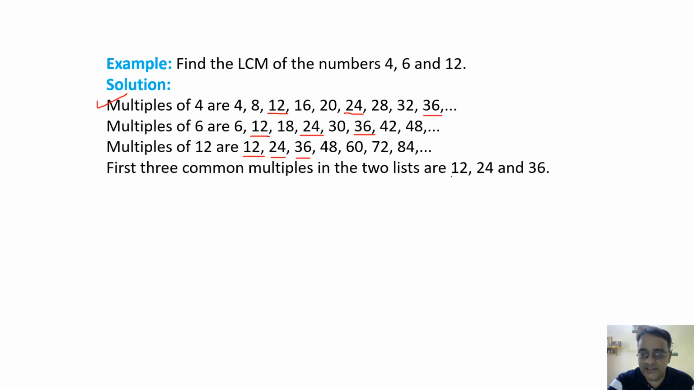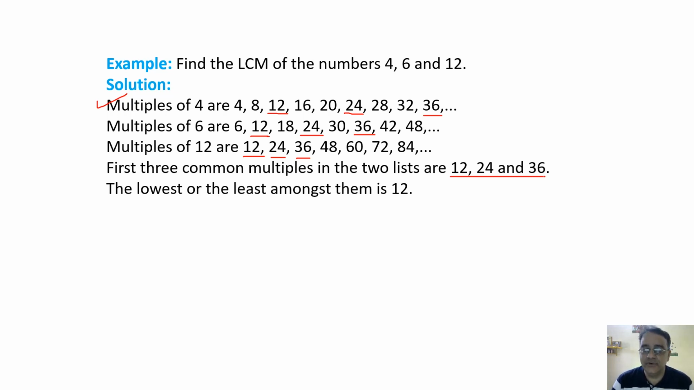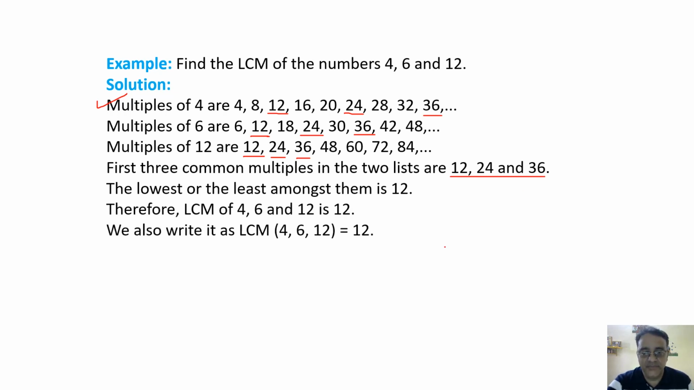Now, which is the smallest one among these? 12, right. So therefore the LCM of 4, 6 and 12 is 12, and we can write it in this way also: LCM of 4, 6, 12 is 12, right? So this is the first method, right? The first method is the listing of multiples method.